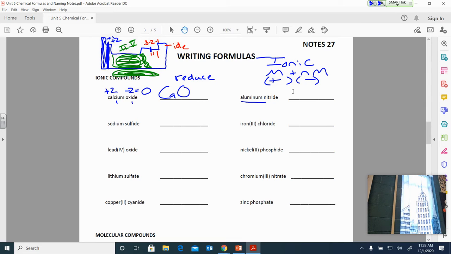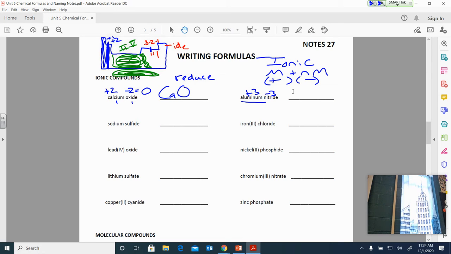Aluminum is in the +3 column on the periodic table. Nitride, so think about the name, ends in "ide." It's nitrogen. Okay, so nitrogen is in the -3 column. I think this is +3. Aluminum's +3, sorry. Nitride is a -3 column.